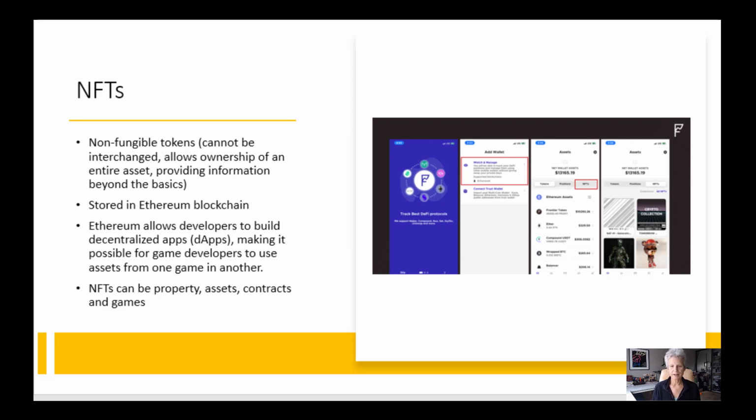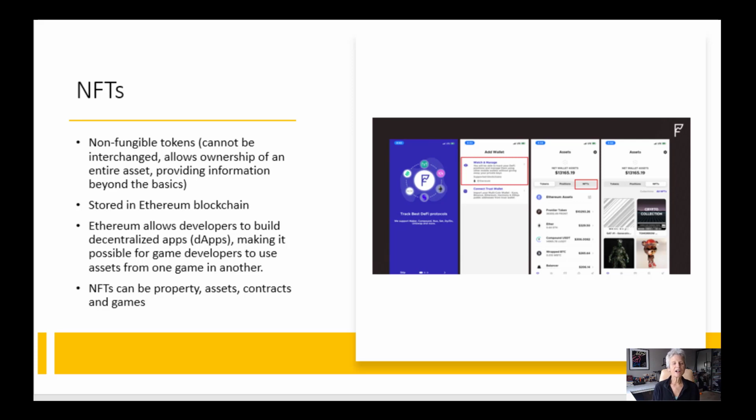So Ethereum allows developers to build apps which are decentralized. And so that would allow gamers to earn a token in one game and then use it in another game, or even to purchase a token and use it in multiple games. So gamers really like this idea of NFTs. NFTs can also be used for property, assets, contracts, and games. Besides that, it can also be used for any type of digital data.